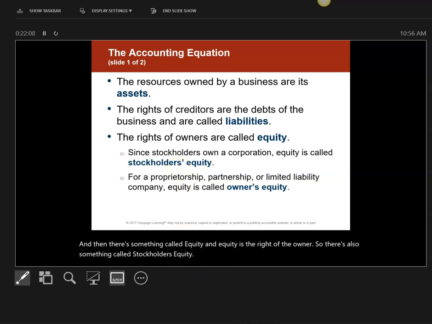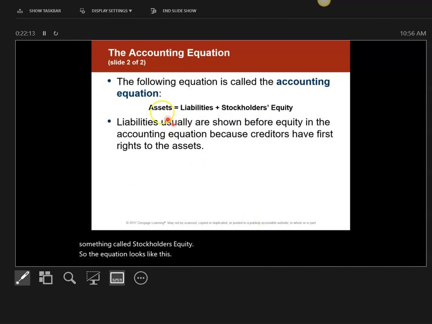So the equation looks like this. Assets equal liabilities plus stockholders' equity. So here's my equal sign. Whatever I do over here, if I increase an asset, I have to increase over here. If I decrease an asset, I have to decrease over here because this equation has to stay intact.